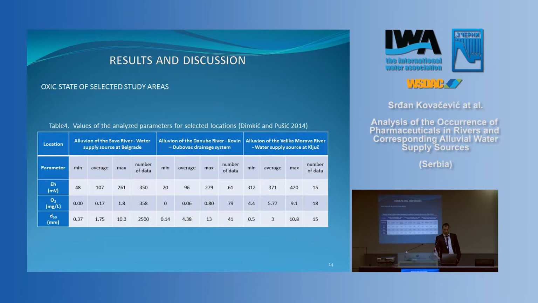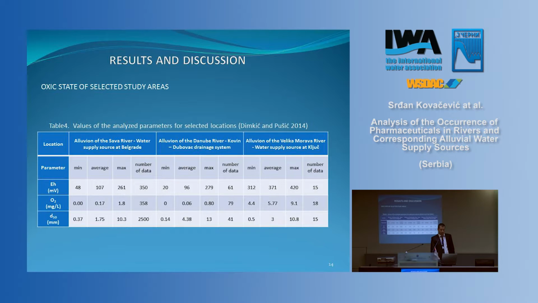This also professor mentioned in his lectures. These are the sum of the results from the paper of Dimkić and Pušić, where there are summarized conditions for these sites. First of all, for the Belgrade water source, we have the predominantly anoxic conditions. For the Danube River Kovin Dubovac drainage system, we have also anoxic conditions, and for the Ključ groundwater source, we also have different conditions, oxic conditions.